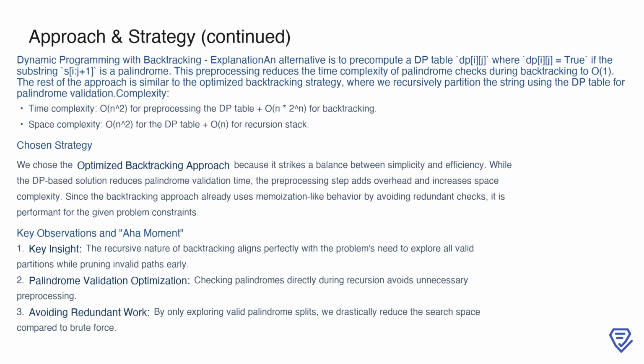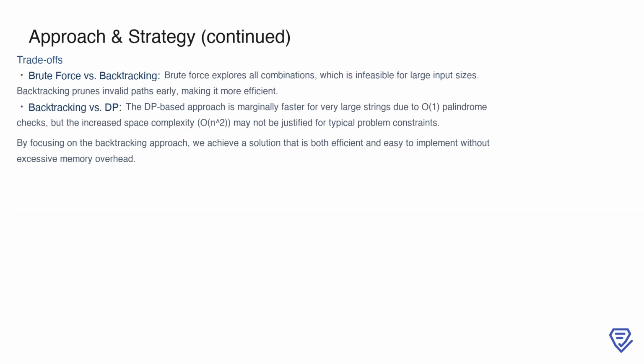Validating palindromes directly during recursion further streamlines the process without requiring pre-processing. This combination of efficiency and clarity makes backtracking a robust choice for this problem. When comparing strategies, we observe important trade-offs.